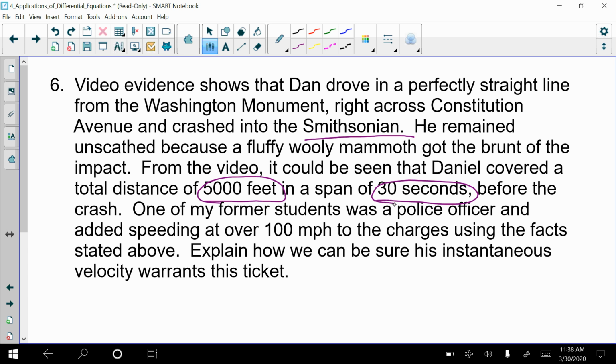Now we have a police officer there, who also is a former calculus student, and wants to add a charge of speeding in excess of 100 miles per hour because, you know, why not? Let's just throw the book at poor Dan here. He's made a series of bad choices. He should be punished for them, right? Explain how we can be sure that the instantaneous velocity warrants a ticket of speeding in excess of 100 miles per hour.